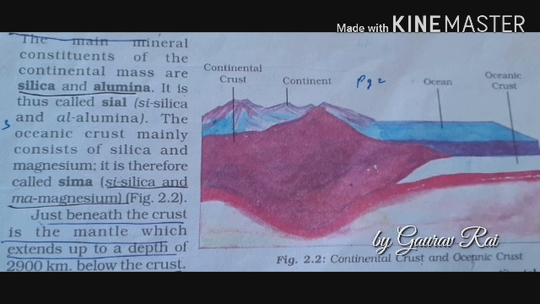Come on, the next. Just beneath the crust is the mantle, which extends up to a depth of 2900 kilometers below the crust. Just down the crust, you will get the mantle, and the range of the mantle is 2900 kilometers below the crust.